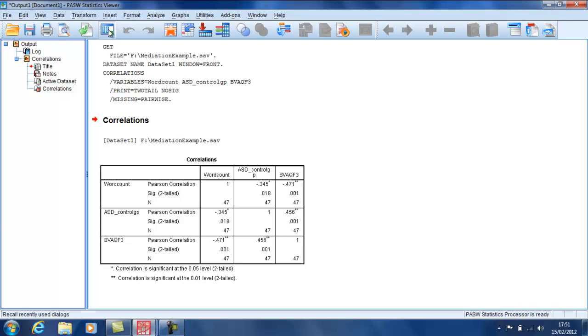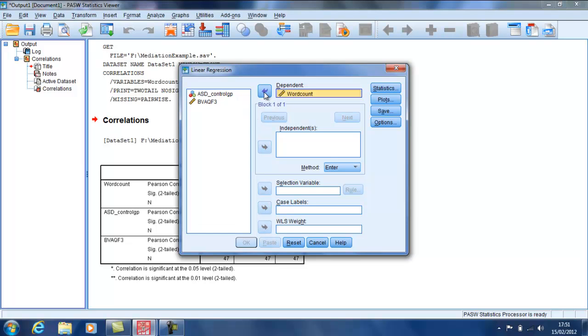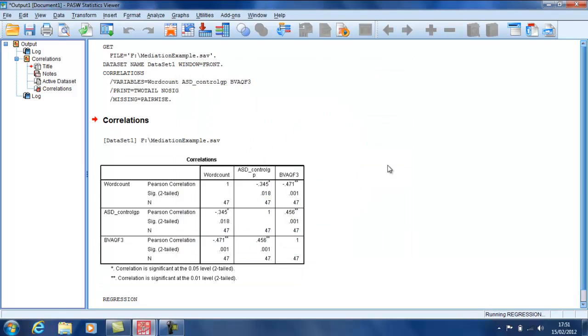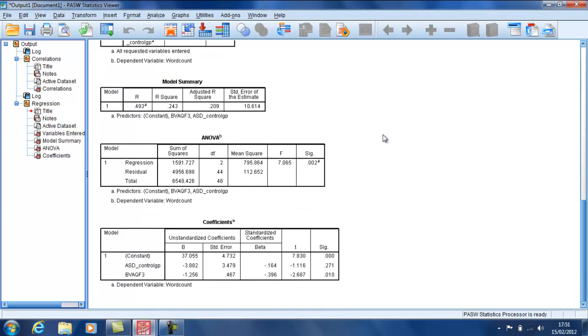What I'm going to do now is just do a linear regression and see what happens when we put both IVs together into the analysis. We find that, in fact, the ASD control group variable is now dropped out of the significance level, and only the alexithymia variable is significant.